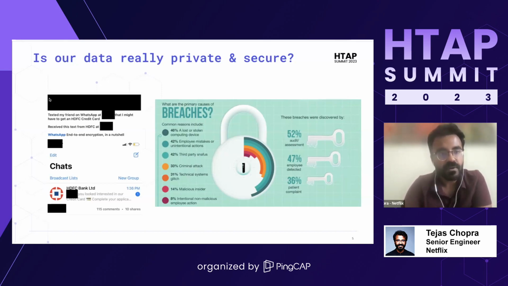Also, we live in a world where there are a lot of breaches of data. As you can see here in this diagram, there is around 52% of breaches that were discovered by auditing and assessment, 36% that were just compliant, as well as you can see that at least 46% of the breaches are because of a lost or a stolen compute device. But there are a lot of malicious insiders as well that cause breach. The data in general is not secure, and that leads to a lot of breaches.